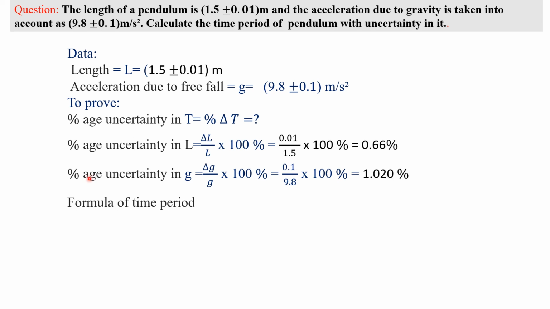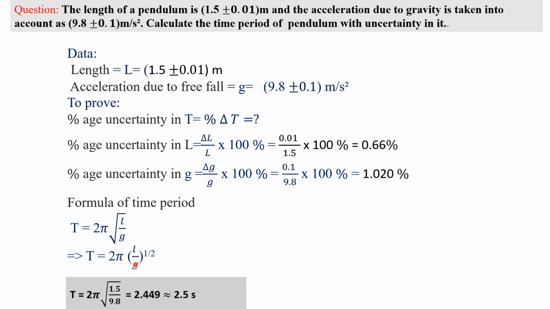Now calculating the time period from formula T is equal to 2 pi under root L divided by G. By putting the values of L and G in this formula, we get time period T is equal to 2.5 seconds. This is the measured value of time period.